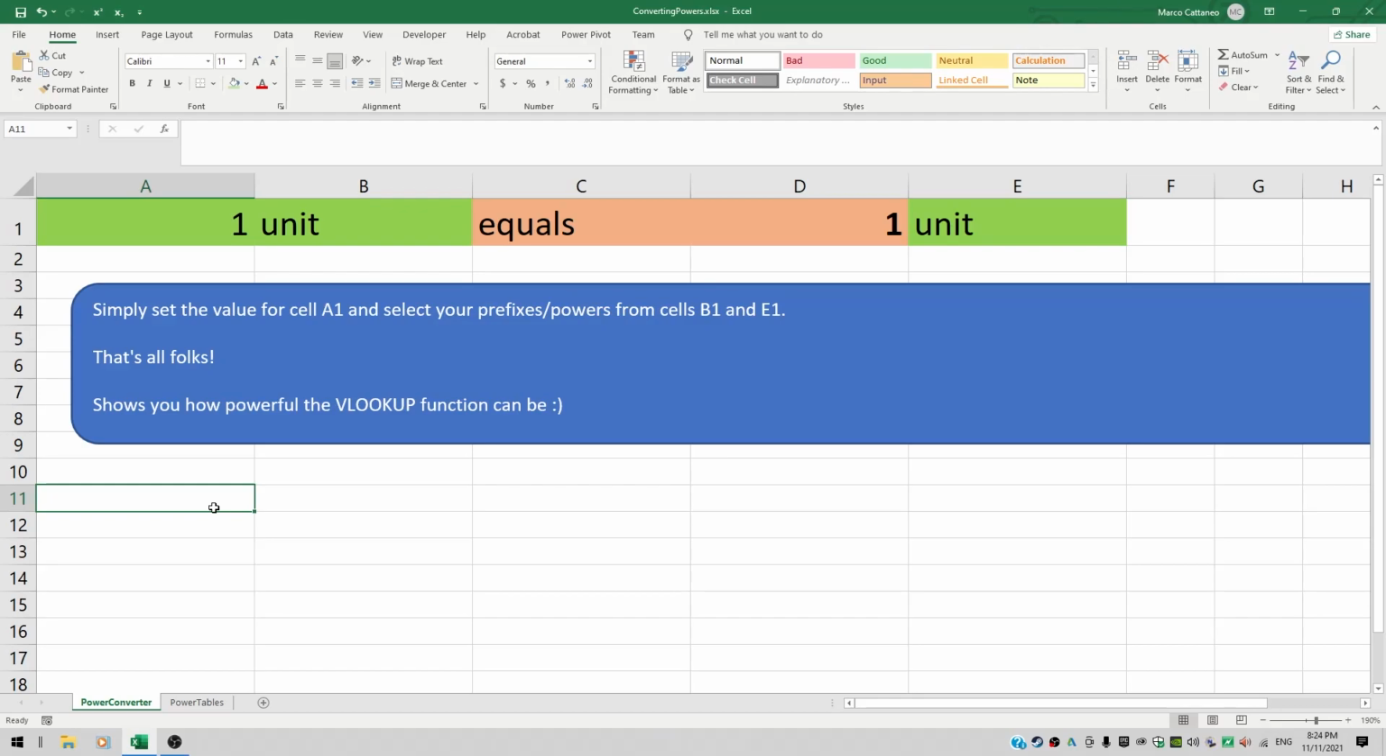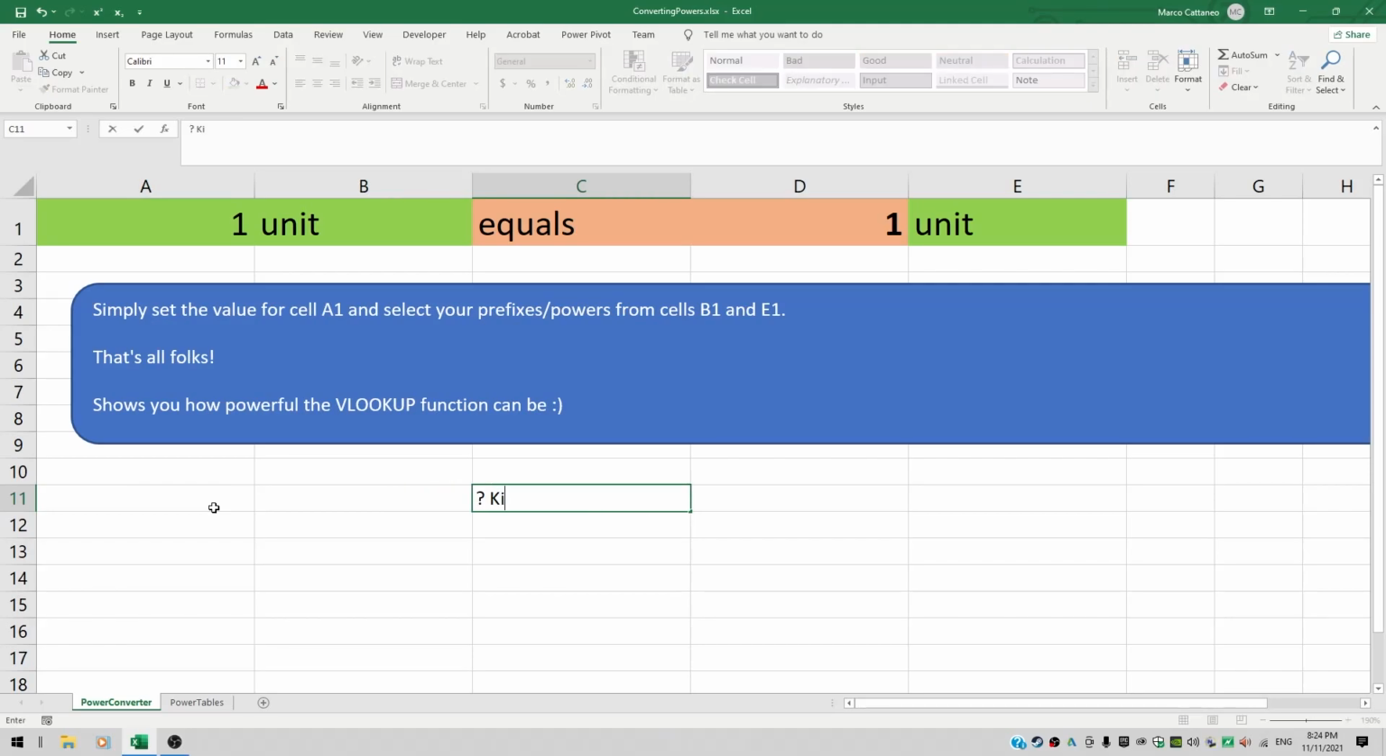For example, you want to know how many kilometers is 5.5 millimeters. There you go.